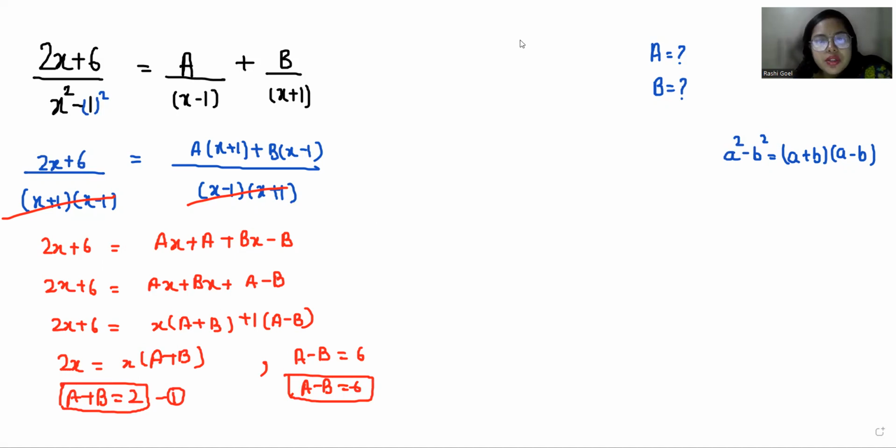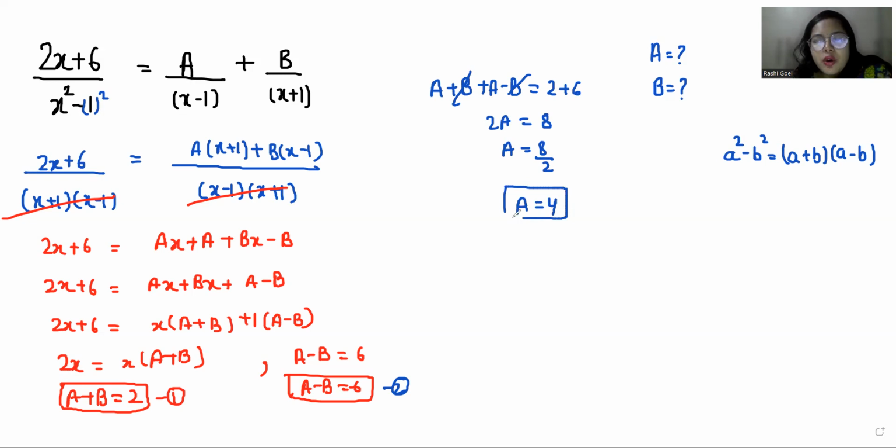Now I'm going to use the elimination method. So I'm going to add both the equations. So a + b + a − b equals 2 + 6. So 2a equals 8. a equals 8 by 2, that is 4.